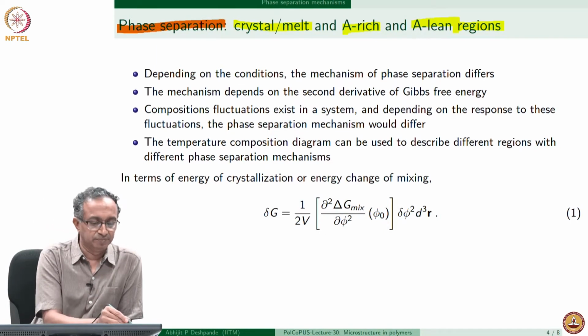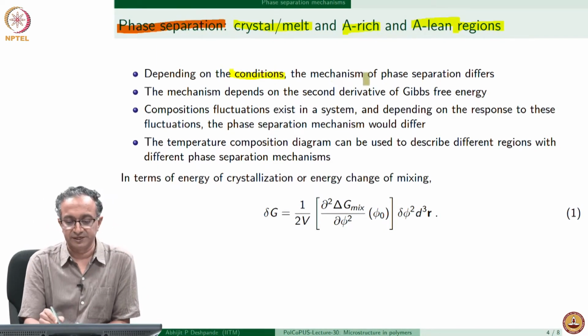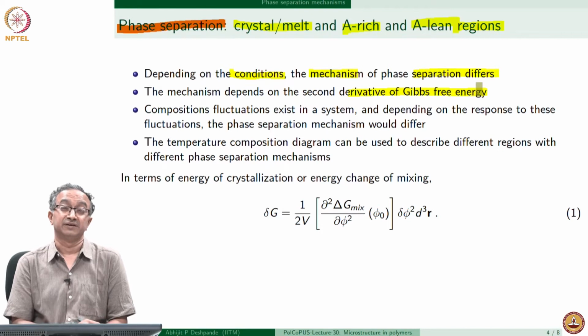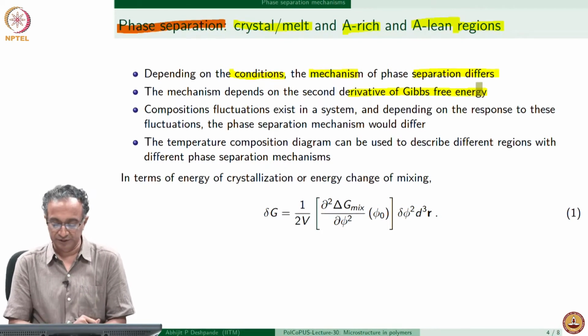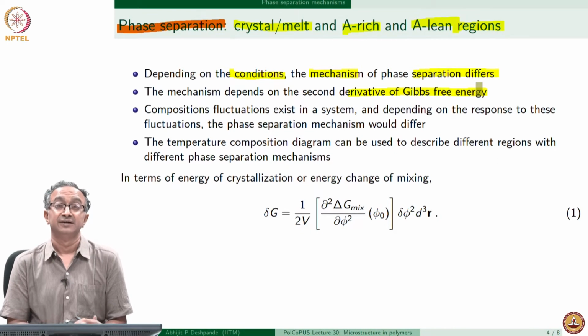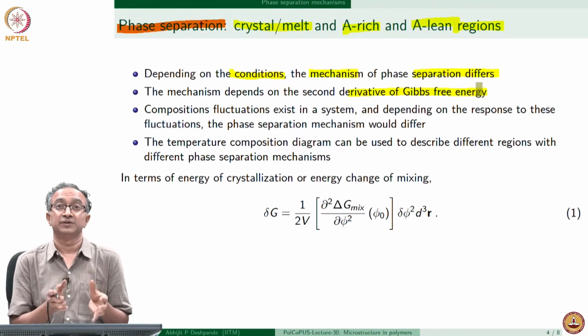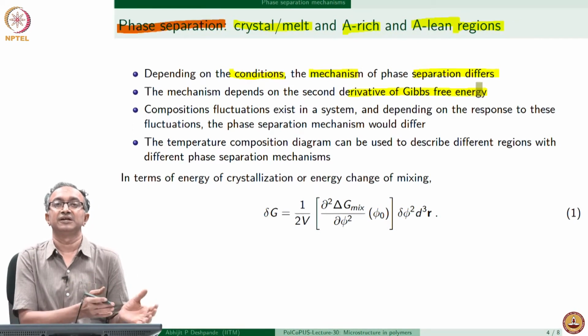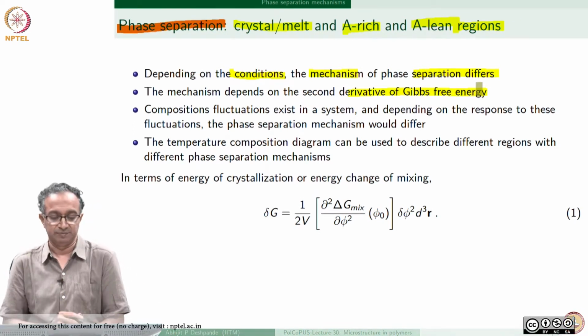Depending on the conditions of phase separation, the mechanism can differ. The mechanism generally depends on the second derivative, again because this determines the stability of the system, as we saw in the 29th lecture, where depending on the curvature of the delta G curve with respect to composition, we have stability, metastability and instability.